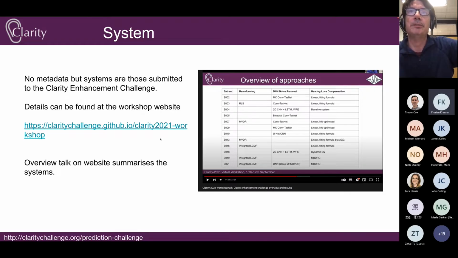presentations by everyone who submitted a system, and you also find an overview talk there summarizing how the systems worked. So if you want to get an idea for the systems and what components they're using, this overview tells you what they were using for beamforming, if they were using beamforming, what they were using for noise removal, what kind of hearing loss compensation they were using. And then you can drill down into the details of the individual papers to find out specifics. So you've got completely open information here about exactly how these signals have been arrived at, which may or may not be useful to you when you come to try and guess what the intelligibility scores are.